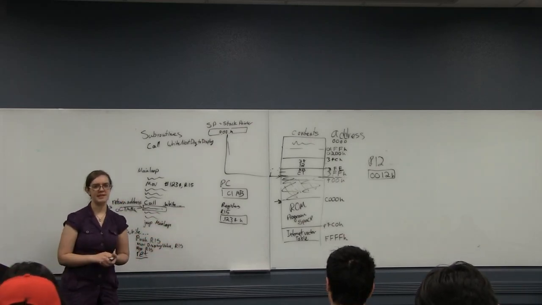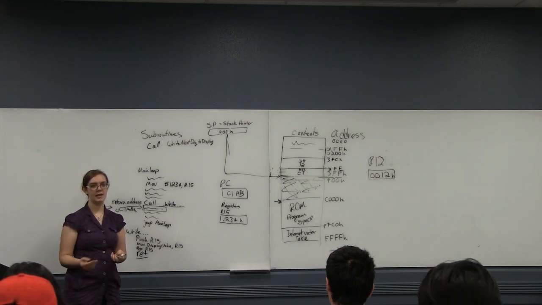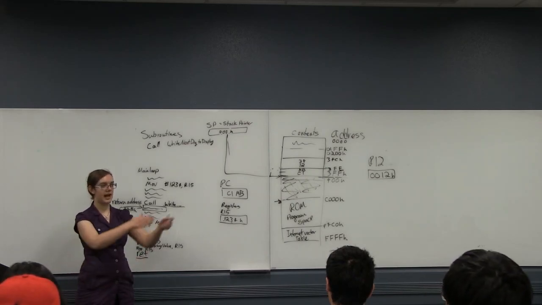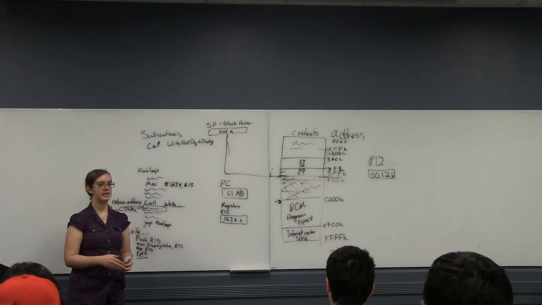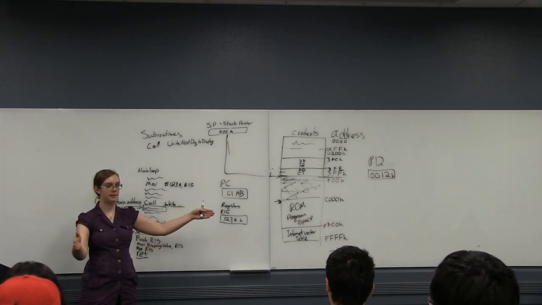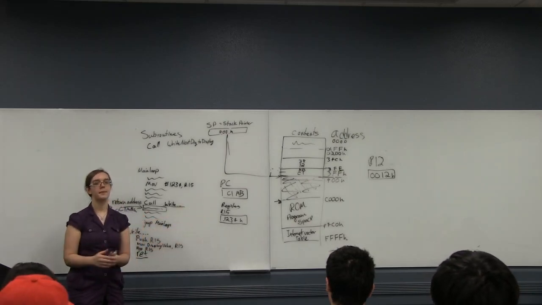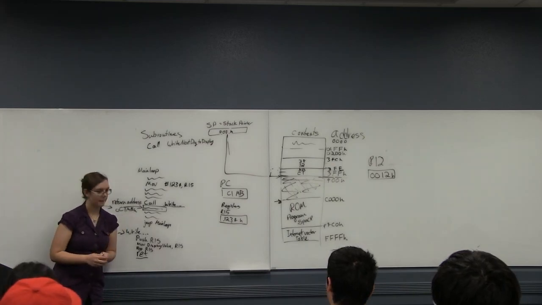In C programming, it's the difference between malloc and calloc. Malloc is super fast because you just have to allocate the memory. Calloc is slow because you have to allocate the memory and then clear everything. That takes time.